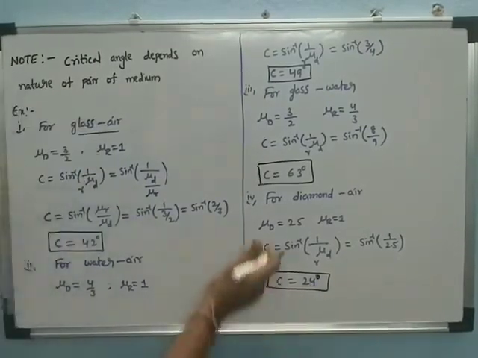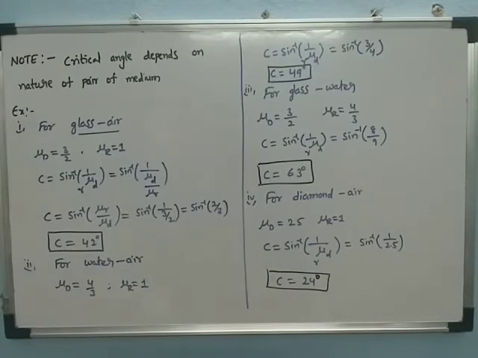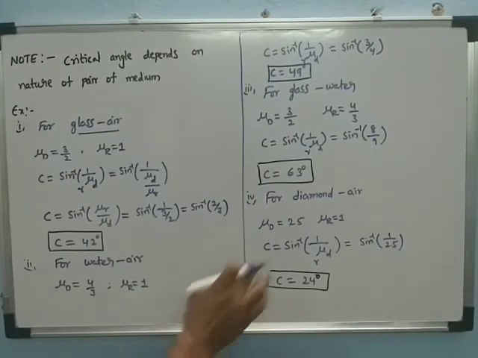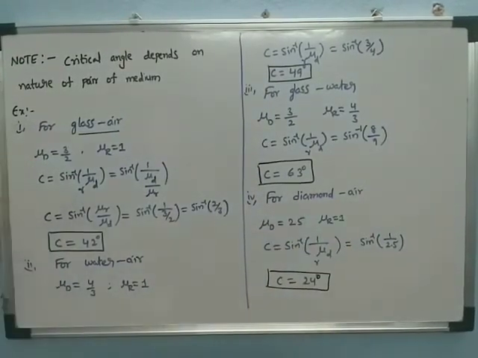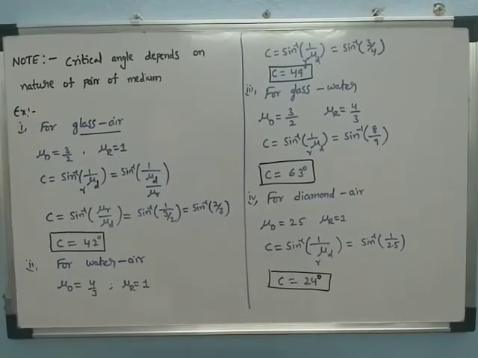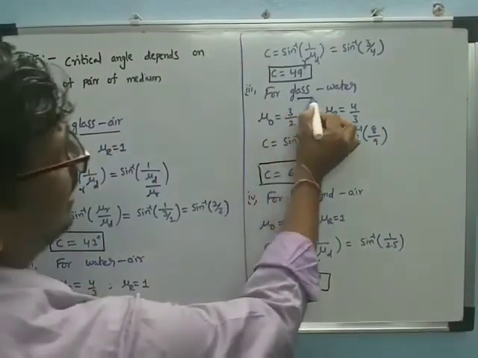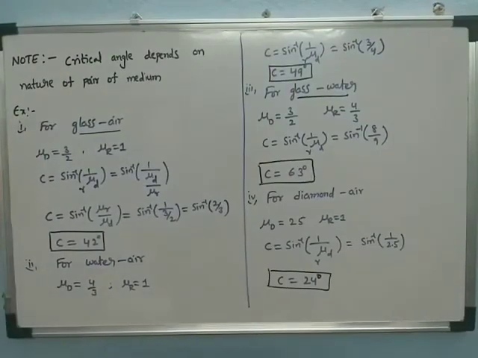Now observing these pairs, the least critical angle belongs to diamond and air, which is 24 degrees, and the largest critical angle belongs to the pair of glass and water, which is 63 degrees.